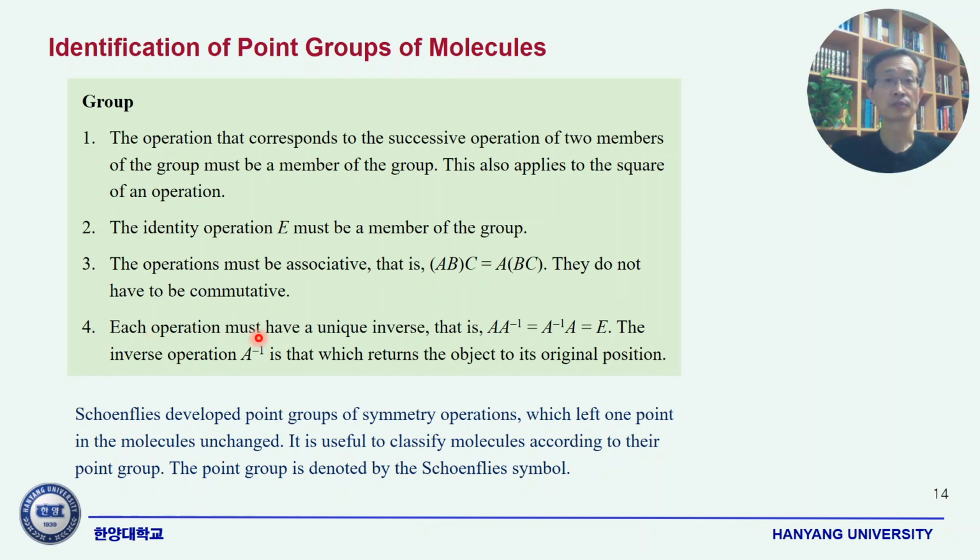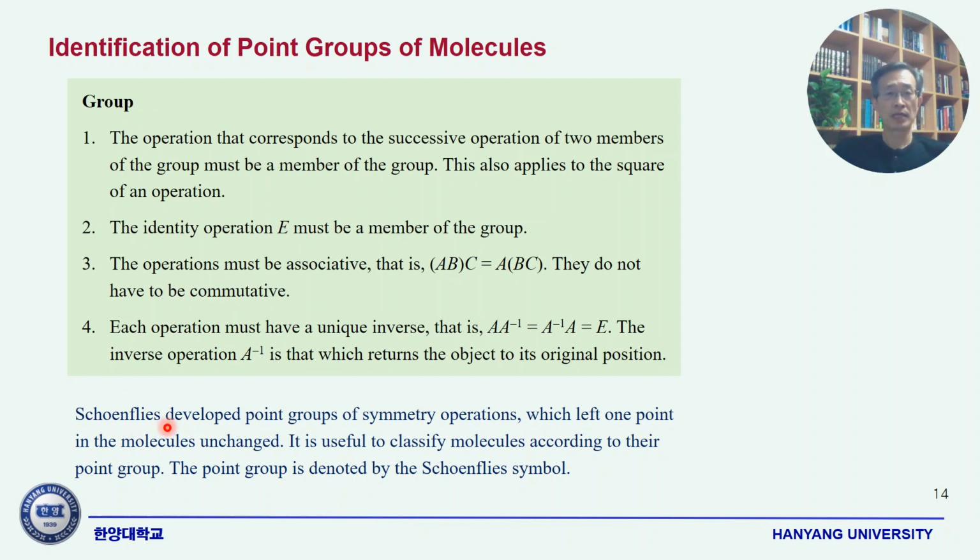And also each operation must have a unique inverse, meaning that every member of the group must have its own inverse. Inverse means that if you do A operation and then A^-1 operation, you go back to the same position, the identity element. So A A^-1 is equal to A^-1 A, which is equal to identity. Okay, so those are the four properties that must be satisfied for a group.